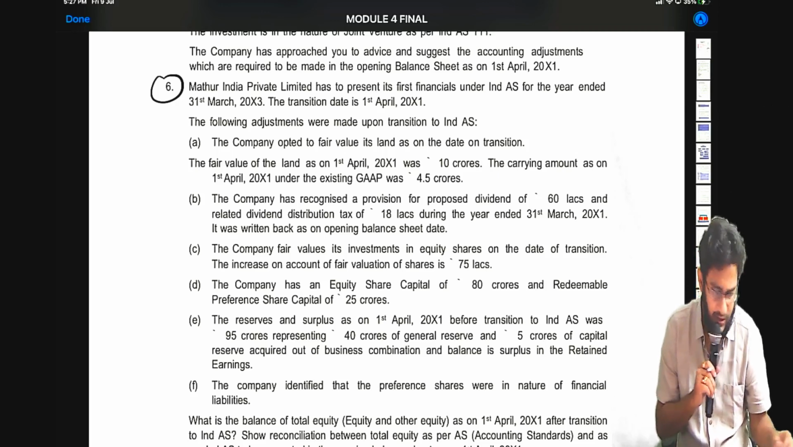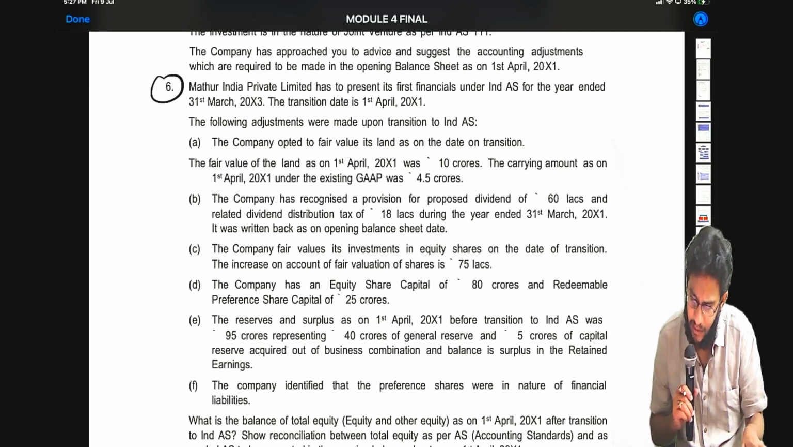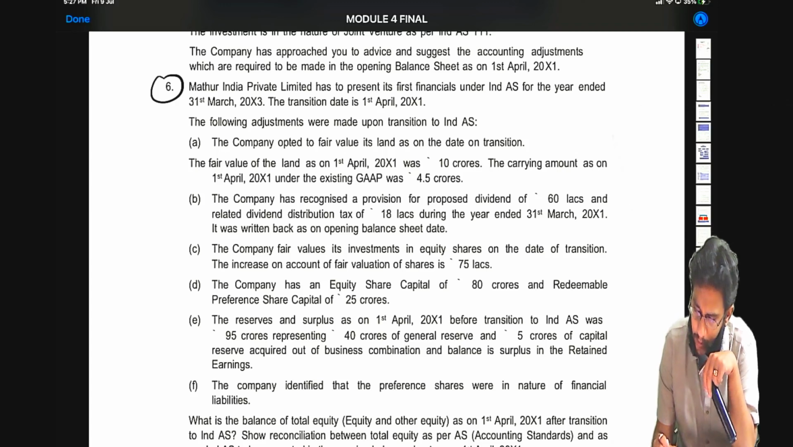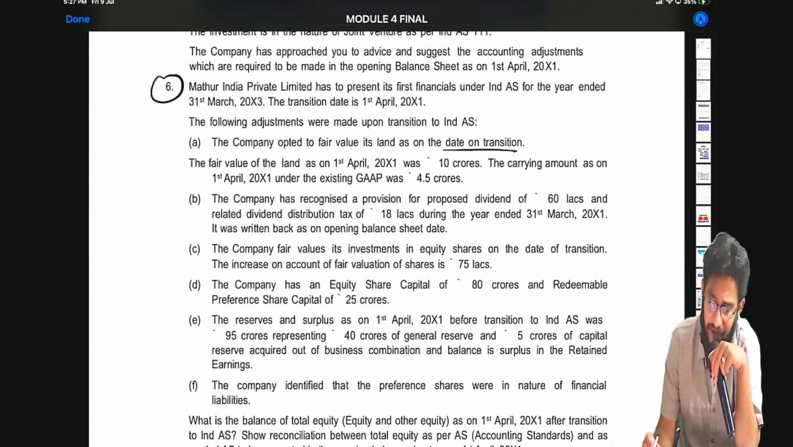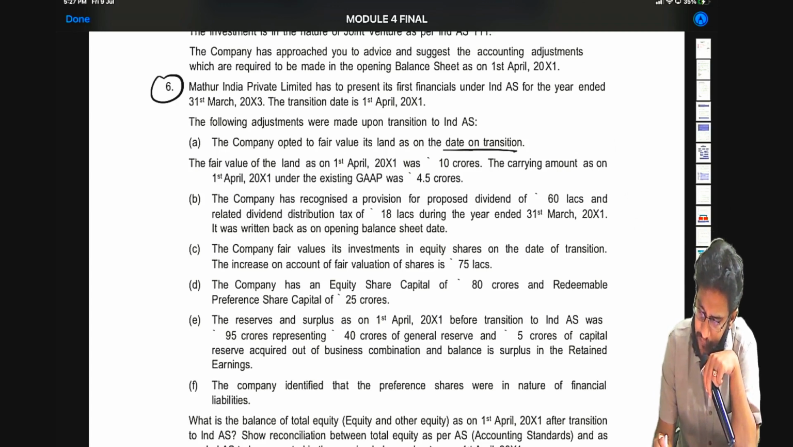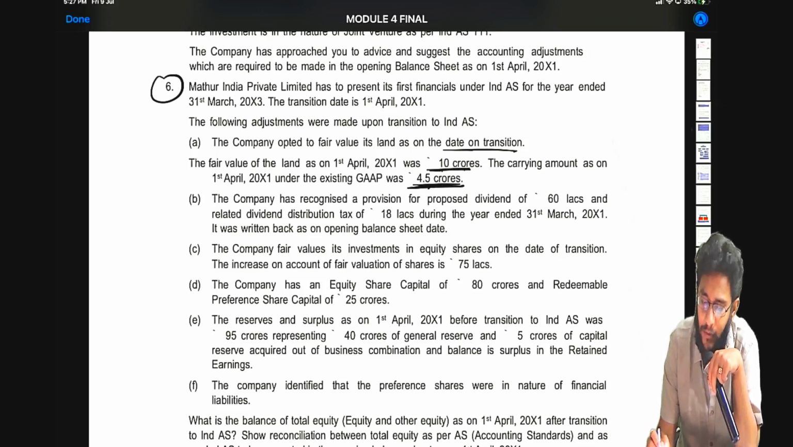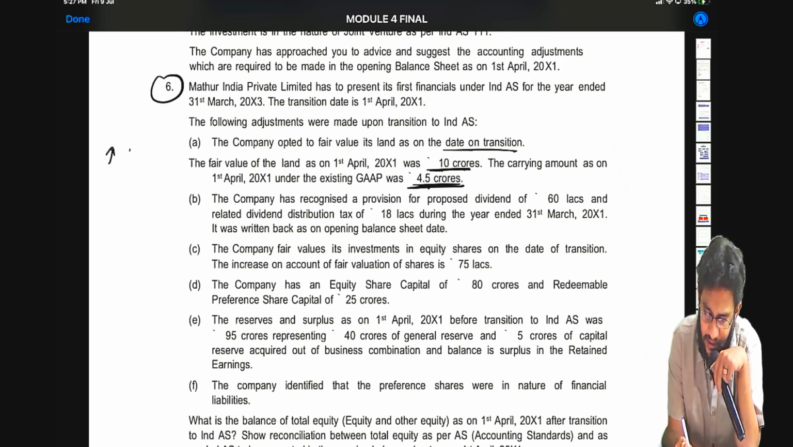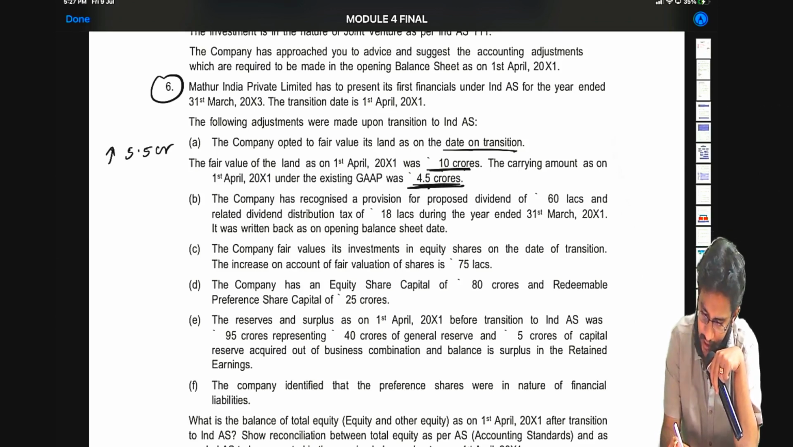Now, what are these adjustments? The fair value of the land. The company opted to fair value its land on the date of transition. Land is part of PPE and they can fair value. The fair value of the land on 1st April 2001 was 10 crores. The carrying amount under existing GAAP was 4.5 crores. That means there is a rise of 5.5 crores due to fair valuation of the land.